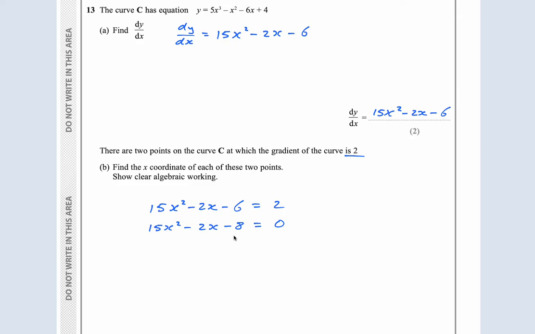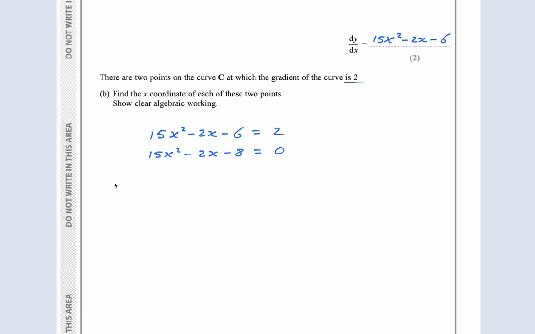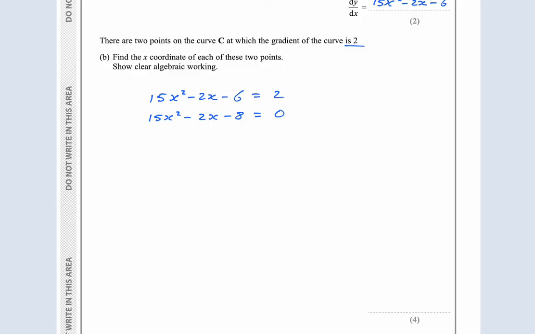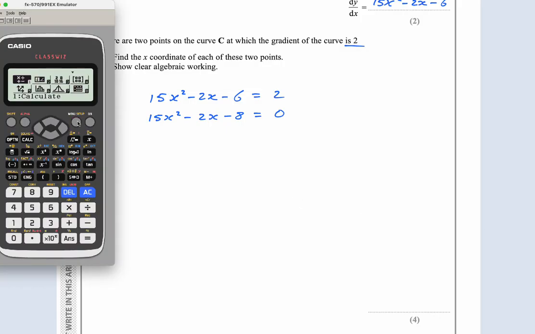And at this point you can factorize, or you can use the quadratic formula. It's a very tricky one to factorize. I often use the calculator, guys, just to help me. If I don't know how to factorize, I go to menu, go to equation, go to polynomial, degree 2, and then I do 15, -2, -8, press enter, and it gives me 4 over 5 and minus 2 over 3.